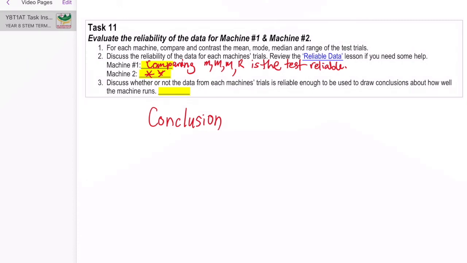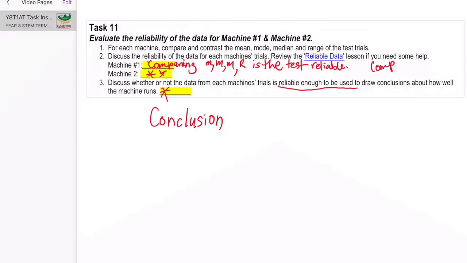Then you have to fill in here a discussion whether or not the data from each of these machines is reliable enough. So you've got to stick your neck out and make a decision. Is the data good enough for you to actually make a decision on which machine won? Make sure you write that down. If it's got yellow on it, you need to fill it in, and I want you to write down a comparison and a conclusion. So that's what I want to see, a comparison between the two machines and a conclusion as to whether or not these tests are reliable.